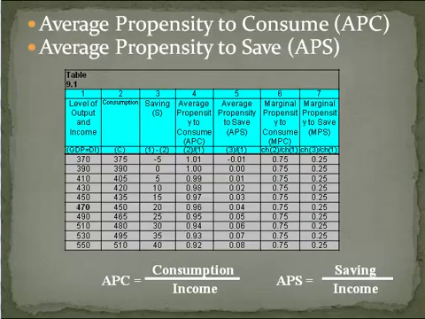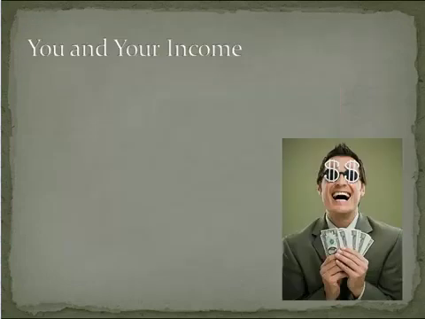At different levels of aggregate income, Americans have different propensities to consume and different propensities to save. The fraction of total income that is consumed is the average propensity to consume. The fraction of total income that is saved is the average propensity to save.